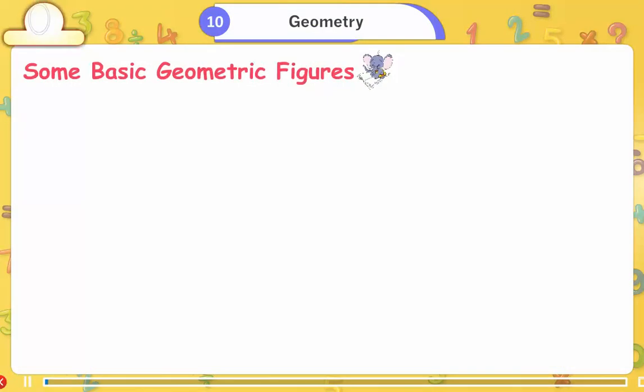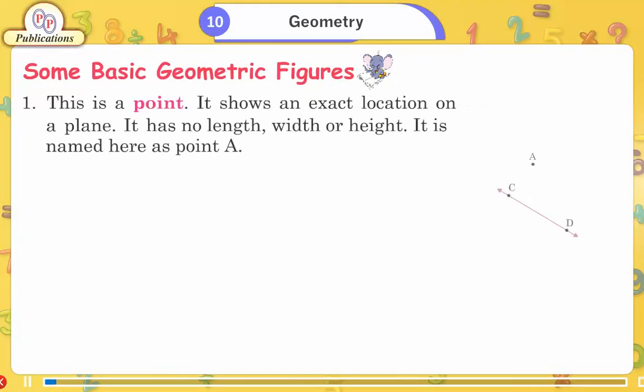Some basic geometric figures. 1. This is a point. It shows an exact location on a plane. It has no length, width or height. It is named here as point A.